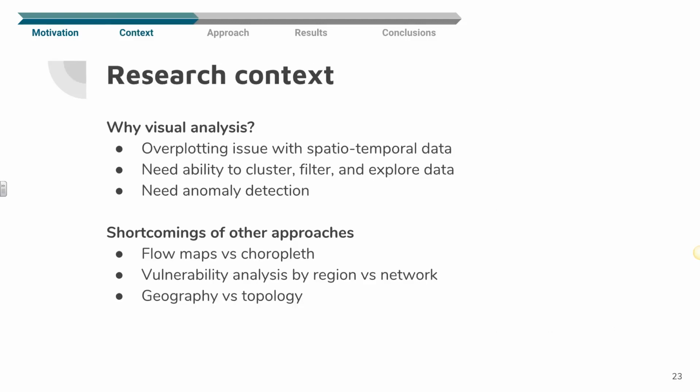So why use visual analysis? As we all know, spatiotemporal data has overplotting issues, issues with occlusion. So having some sort of dynamic visual way of analyzing this type of data is important. Just because of the sheer size of this kind of data, you really need to be able to cluster it, filter it, explore it, and also automatically detect anomalies to direct where you want to look.